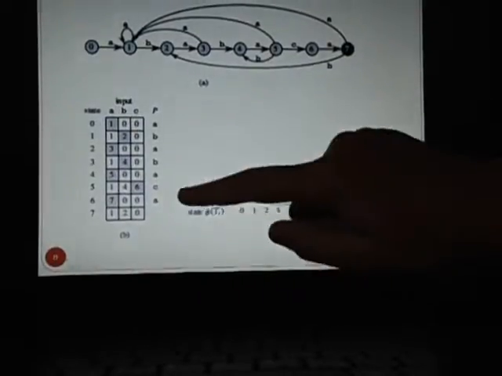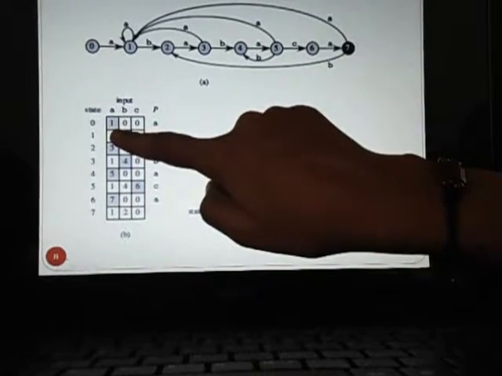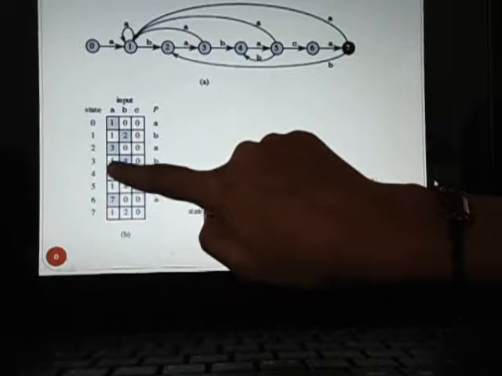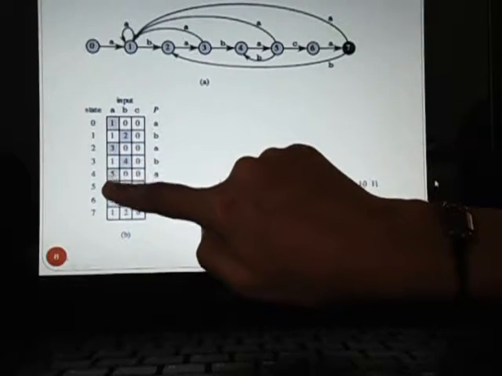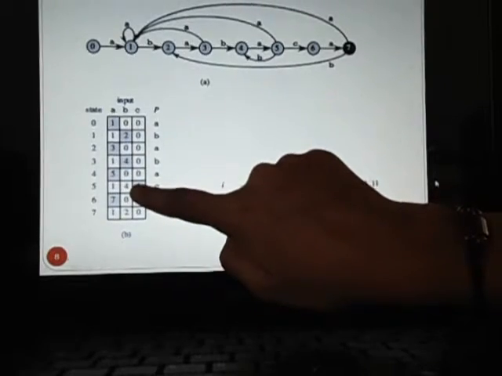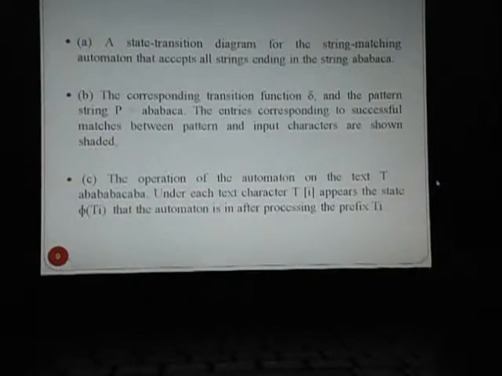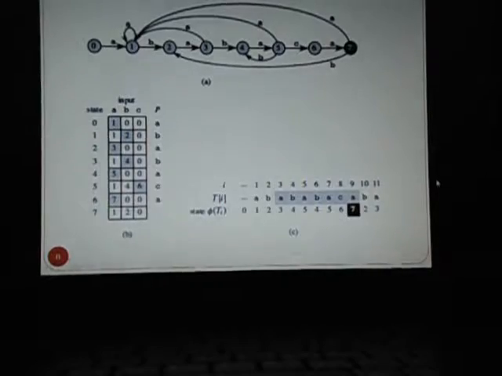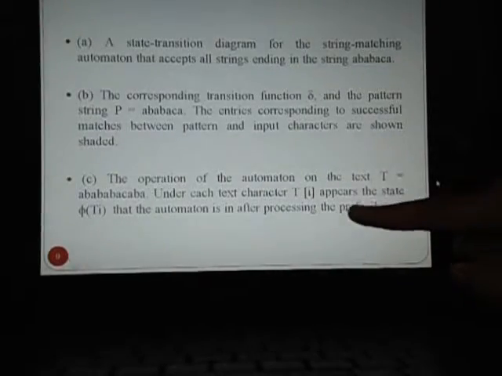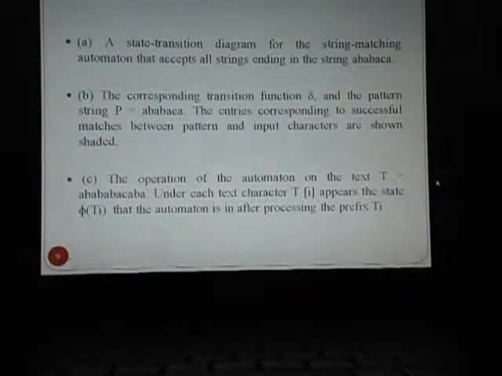Here, when A matches, it will be shaded here, then B matches, that will be shaded here, then if C matches, again A matches, it will be shaded here, again B matches, it is shaded here, if C matches, it is shaded here, and so on. And then this C indicates the index number, as well as the operation of the automaton on the text T equal to this given text, A B A B A B A C A B A.